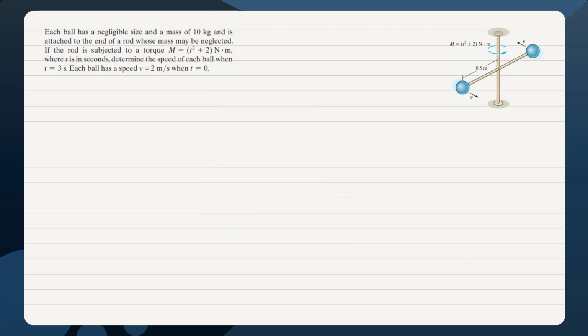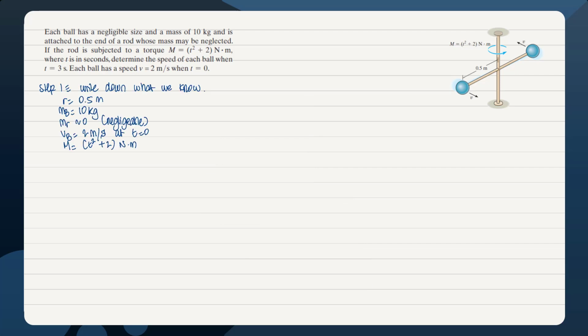So let us write down what we know. We know the radius, which is 0.5 meters, the mass of the two balls, 10 kilograms. The mass of the rod is negligible, so we can assume it to be equal to 0. The velocity of the two balls is 2 meters per second at t equals 0. And we have an expression for the moment as a function of time, t squared plus 2 newton meters. So what is the velocity of the two balls at t equals 3 seconds?